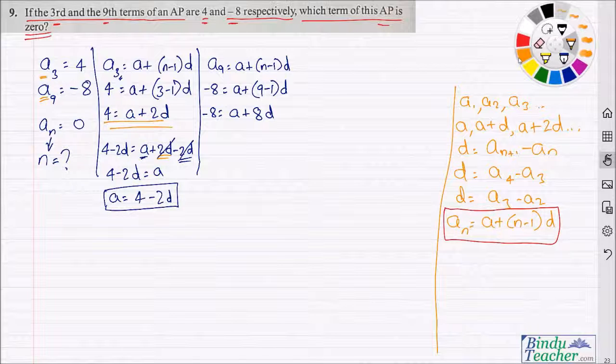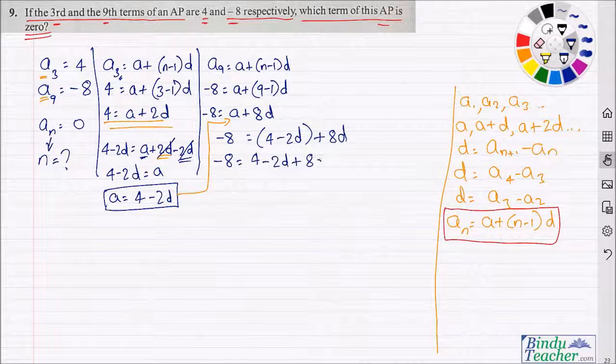Now this value can be substituted here. So let's continue with this equation. We can write minus 8 equals, instead of a, we will now write 4 minus 2d, plus 8d. Let's quickly simplify it. Minus 8 equals 4 minus 2d plus 8d after removing the brackets. Minus 8 equals 4. So we have minus 2d and plus 8d. So that becomes plus 6d.